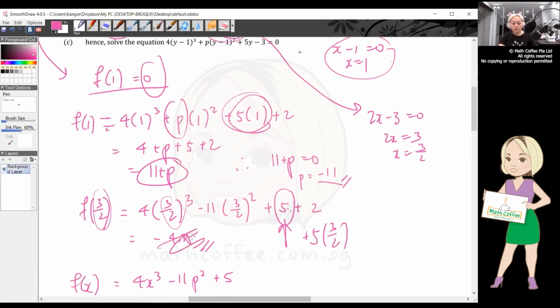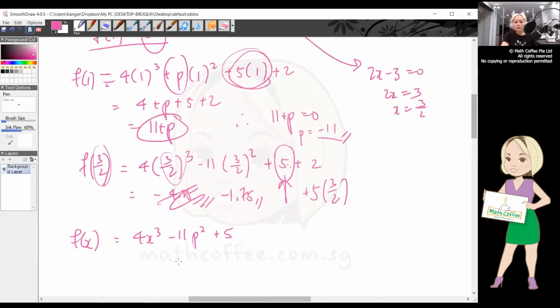Alamak. 4 times 1.5 to the power of 3 minus 11 bracket 1.5 squared plus 5 bracket 1.5 plus 2. So this is minus 1.75. Done.